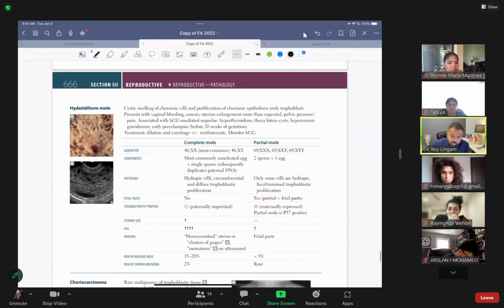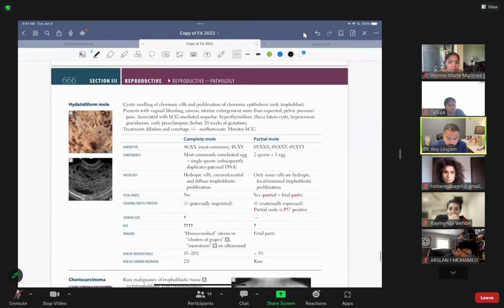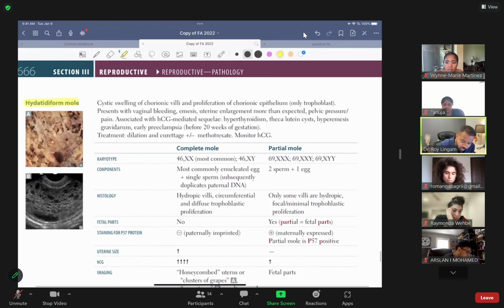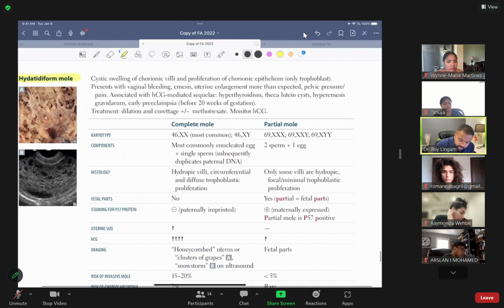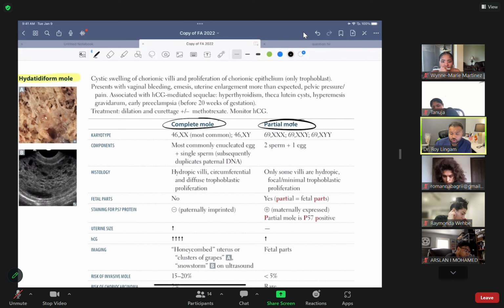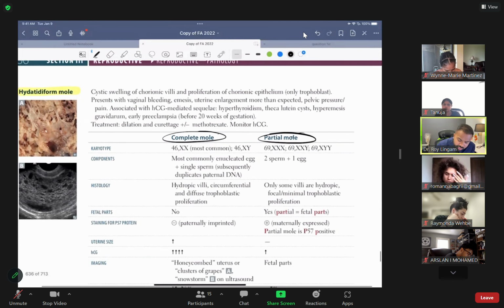Now, some other diseases, mole. 100% one question in the mole, okay? Always you have one. Now, when it comes to the mole, folks, your task is to differentiate complete mole from the partial mole. Because when you read a question, you would know it's a mole, folks, okay? So we will see some common features first. Now, these are cystic swelling of chorionic villi and proliferation. That's the idea. These are trophoblastic tissues, okay?